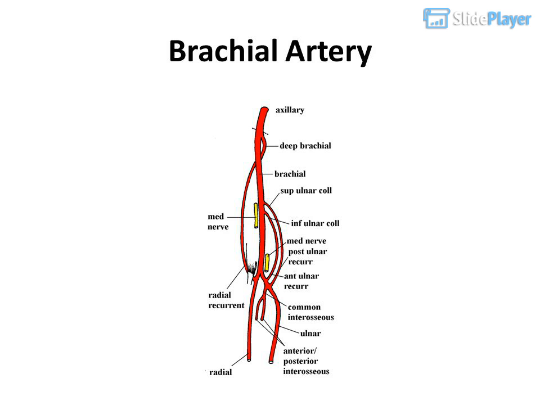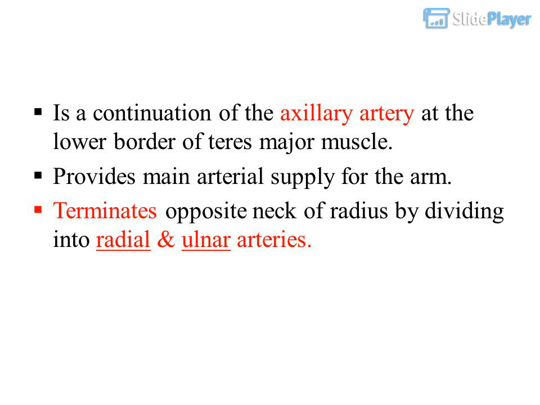Brachial artery. It is a continuation of the axillary artery at the lower border of teres major muscle. It provides the main arterial supply for the arm. It terminates opposite the neck of the radius by dividing into radial and ulnar arteries.